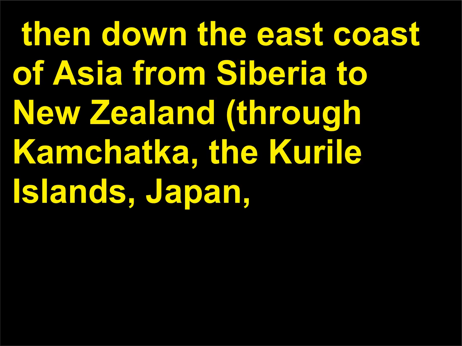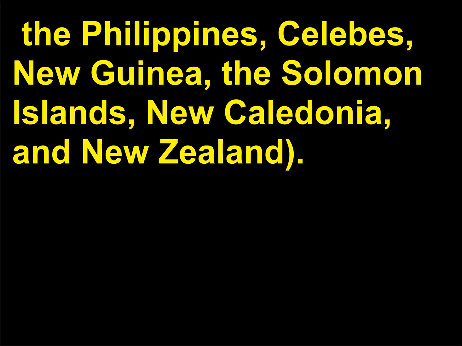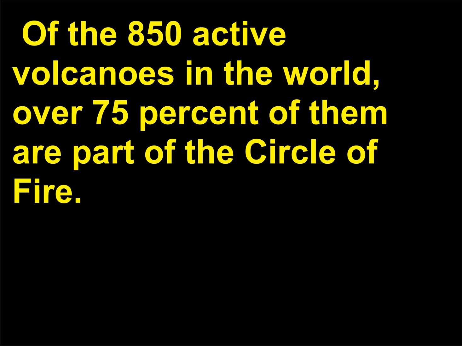Then down the east coast of Asia from Siberia to New Zealand, through Kamchatka, the Kuril Islands, Japan, the Philippines, Celebes, New Guinea, the Solomon Islands, New Caledonia, and New Zealand. Of the 850 active volcanoes in the world, over 75% of them are part of the Circle of Fire.